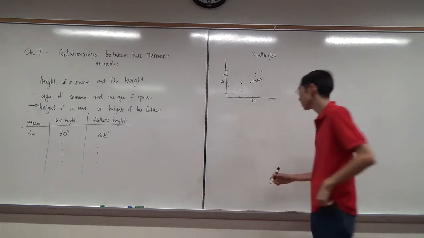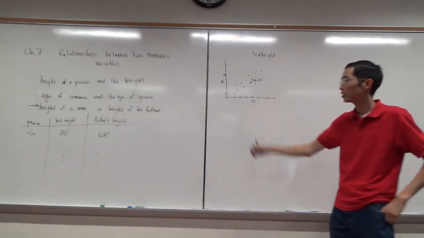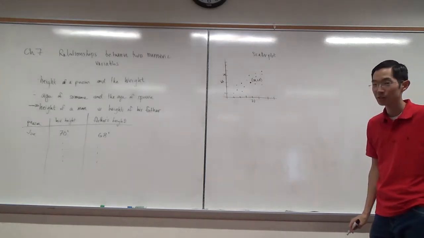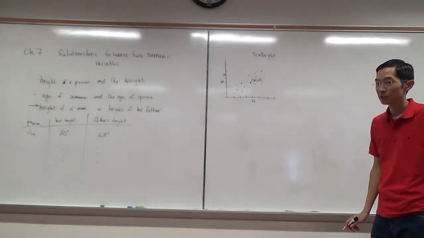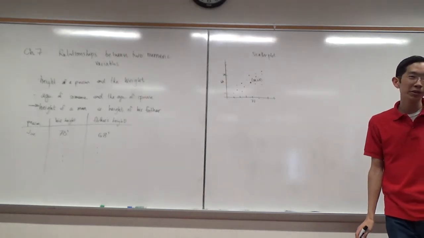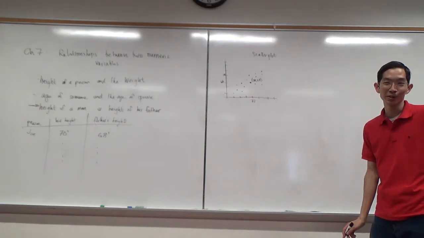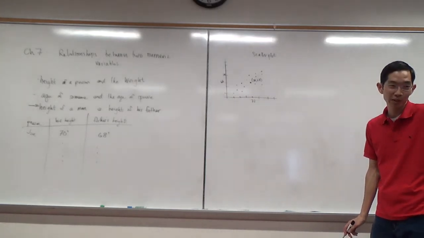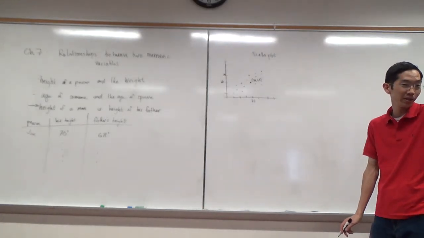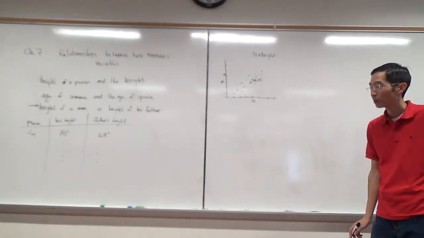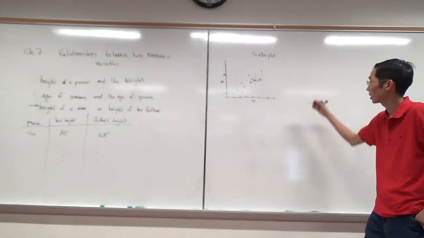Okay, and we would see an overall trend. Overall, the trend that we would see between a man's height and his father's height, the general trend would be generally men who are taller than average have fathers who are taller than average. Men who are shorter than average, in general, have fathers who are shorter than average. Of course, that's not always going to be the case, but that will be the overall trend that we would probably see.